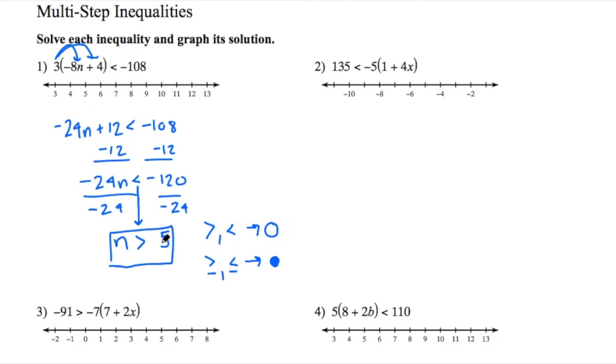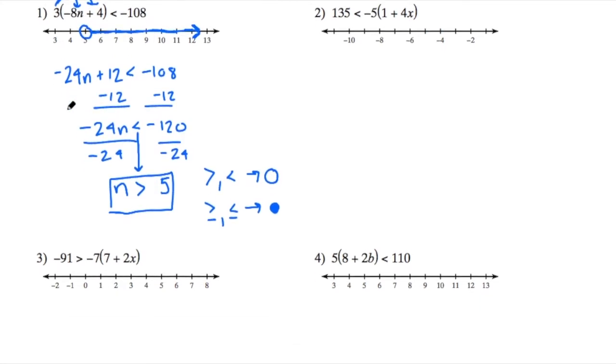So we go to the important number 5. 5 cannot be our answer, so we put an open circle around it. It's not part of the answer, but n is bigger. You know, the alligator would rather eat n. So all the answers that would work for n are the numbers that are bigger than 5. So we make an arrow going this way and shade it in so we can see that that is all the answers. 6 would work, 7 would work, 8 would work, all the way up through positive infinity this way. But 5 doesn't work, and any number less than 5 does not work.